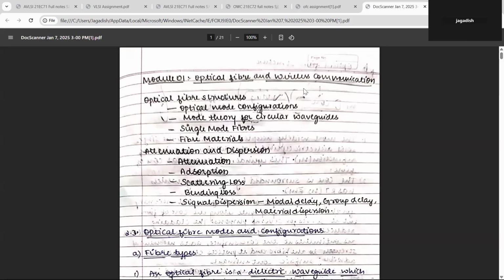So, this is optical fiber and wireless communication. We are starting with module one. Students, the first module is very easy to score full marks. Whatever notes I've shared, the handwritten notes and the complete notes PDF, the complete notes PDF involves the textbook also, so you have to study everything. Optical fiber is more of theory and problems, and derivations too. We will be learning each and every step correctly.